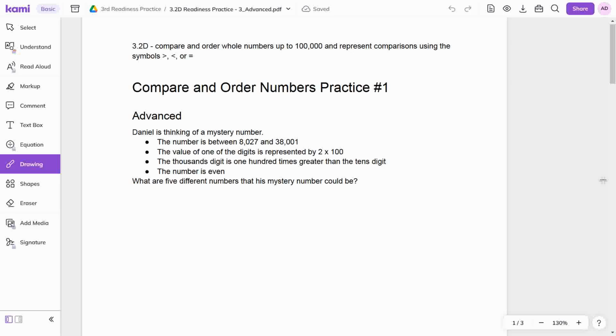Today we are looking at the readiness practice for 3.2D, comparing and ordering numbers. This is the advanced version.